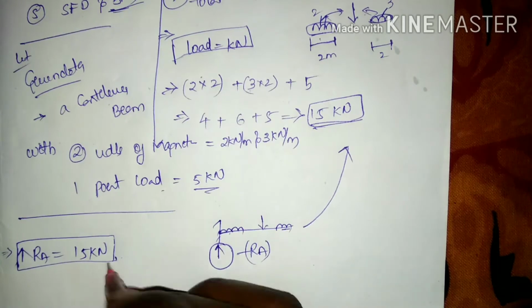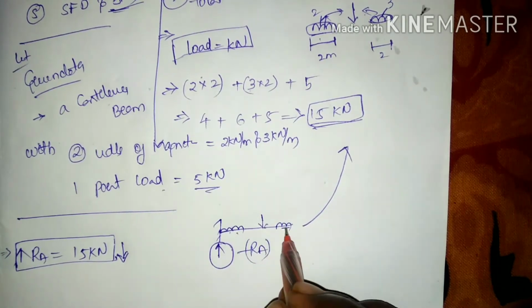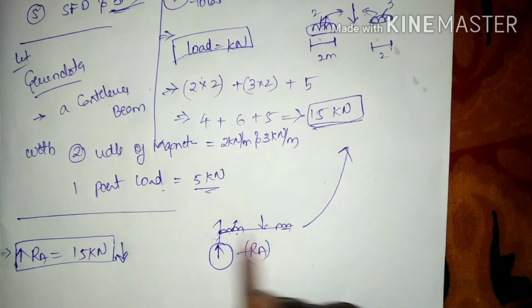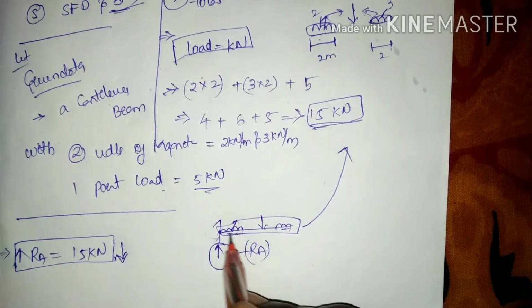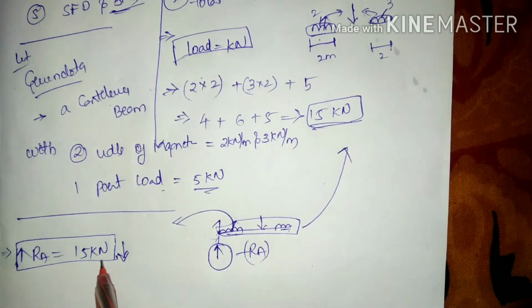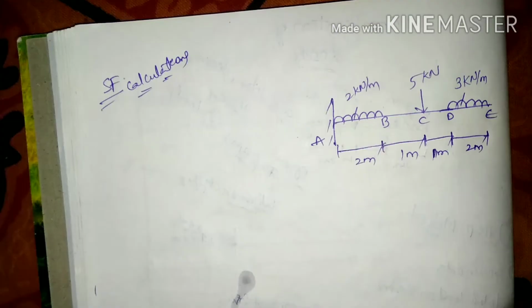Equating upwards to downward forces. The forces are a UDL, a point load and a UDL, so we convert the UDLs to point loads. After adding them up, the value is 15 kilonewtons. Then for the fourth step, shear force calculations.